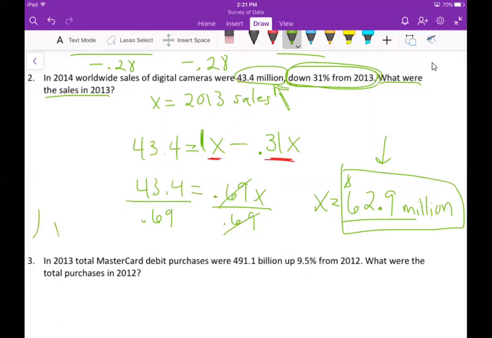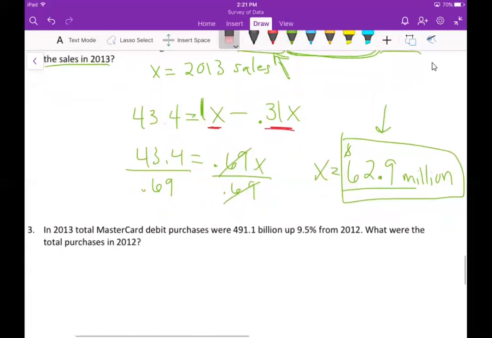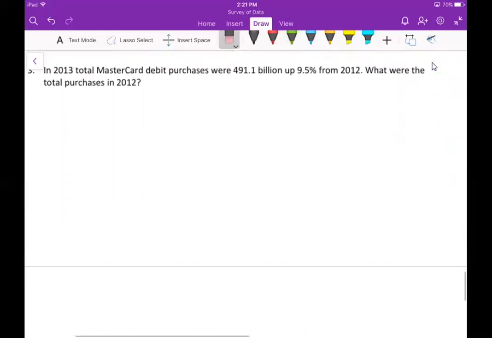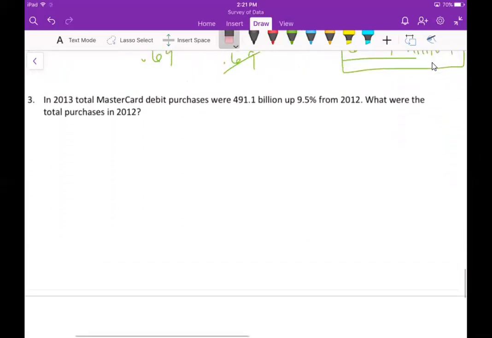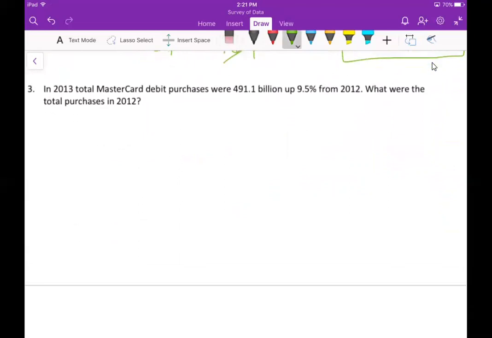So let's see how this kind of works also with going up. If a percentage increases, a similar setup occurs, okay? So let's look at this last example here for these notes, and we're going to figure out if in 2013, total MasterCard debit purchases were 491.1 billion, and that was up from 2012, and we want to find what were the total purchases in 2012.